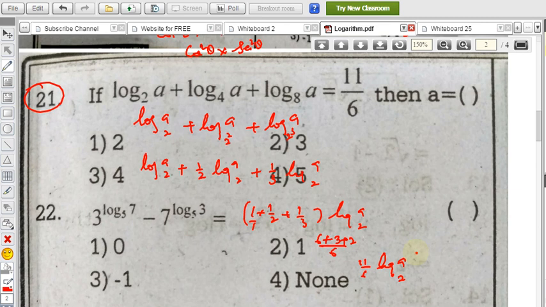Then a is equal to what value if it becomes 0? Log 1 is equal to 0. So log a to the base 2 is equal to 1 then, because 11 by 6 they said. If a is equal to 2, then log 2 to the base 2 is 1.